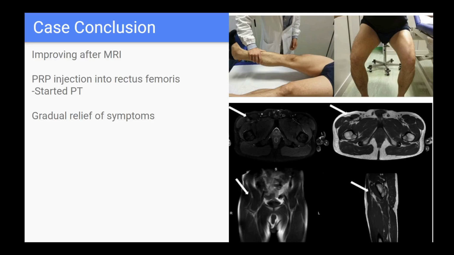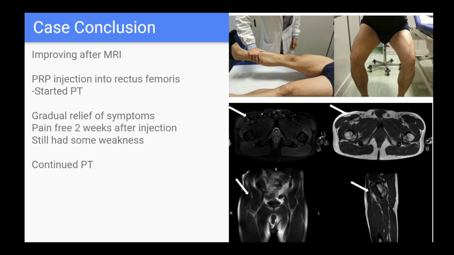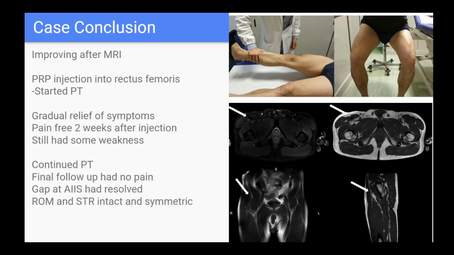He was slowly improving with a gradual relief of his symptoms. He was essentially pain-free 2 weeks after the injection. However, he still had some weakness when using the muscle group. So he continued physical therapy. At final follow-up, he had no pain. The gap on his AIIS had basically resolved compared to the original MRI, which you can see here on the right. His range of motion and strength had resolved. And then he returned to sports at 100% about 3 months post-injury.